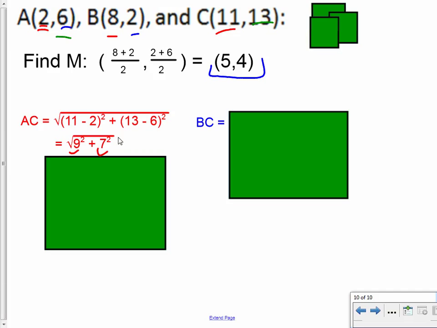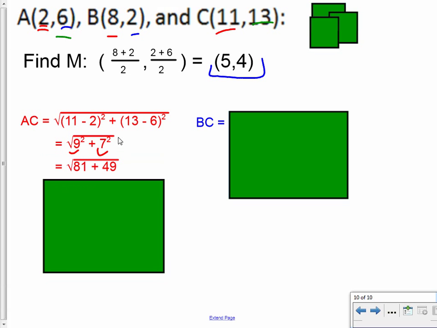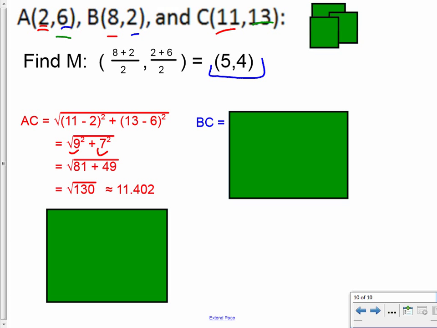So it's the square root of 9 squared plus 7 squared. Becomes the square root of 81 plus 49. Becomes the square root of 130, which is about 11.402.